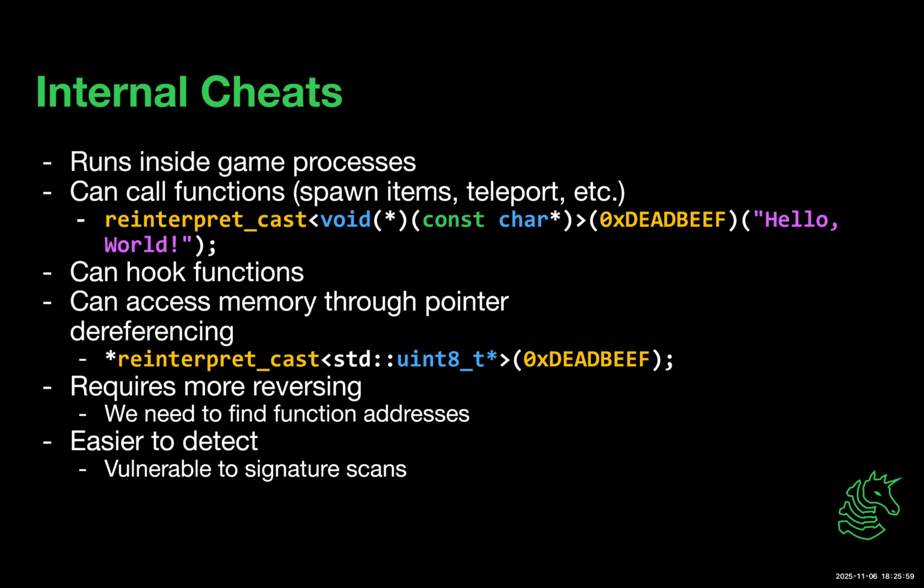and go line by line and analyze, okay, what is this program doing? And you can find specific addresses of functions from there. But these functions are going to have mangled names because they're stripped from the binary. And again, these are easier to detect because with internal cheats, you're injecting your own code into another process's memory. So they can just scan their own memory using what's called a signature scanner.